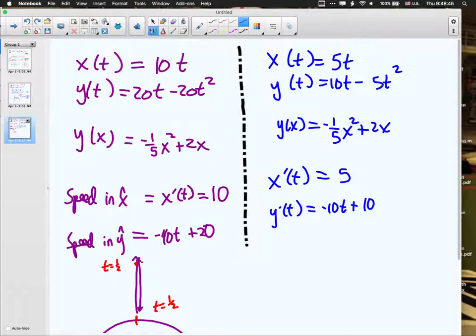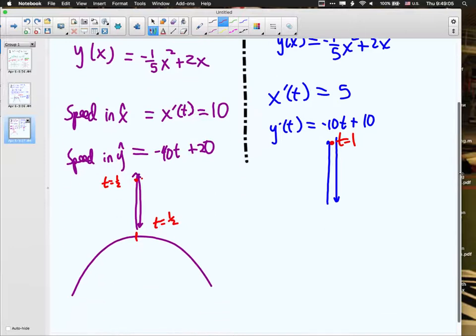But the same thing happens. At t equals 1, it's going to stop going up, and it's going to start going down. That happens at t equals 1. So that's when the speed is 0. And if we plotted it out, it will look like this. And what is the time when it's the highest up? T equals 1. They look the same if we just plot the y versus x, but they're not the same.